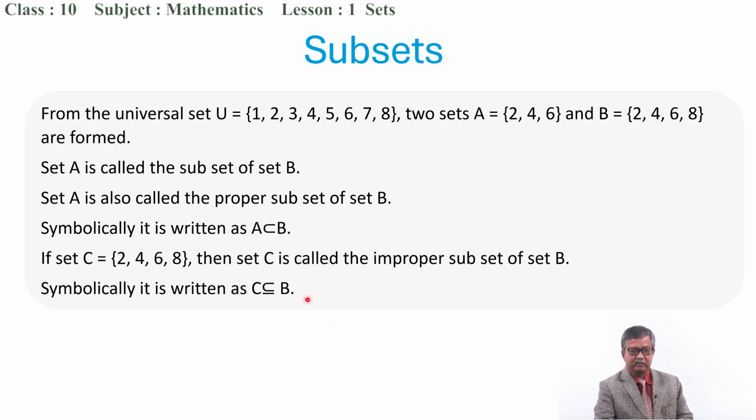And symbolically, an improper subset is denoted by this symbol. That's why C is an improper subset of set B. So we just reviewed the subsets, which you already learned in class 8 and 9 also.